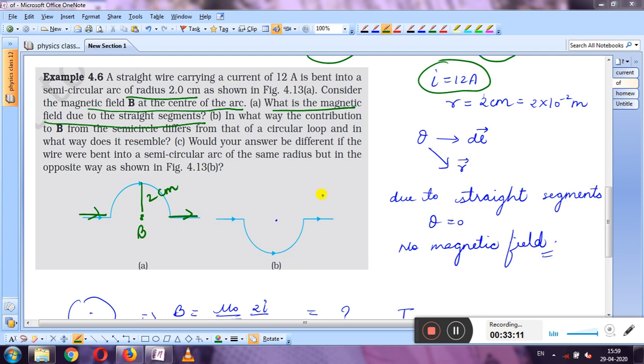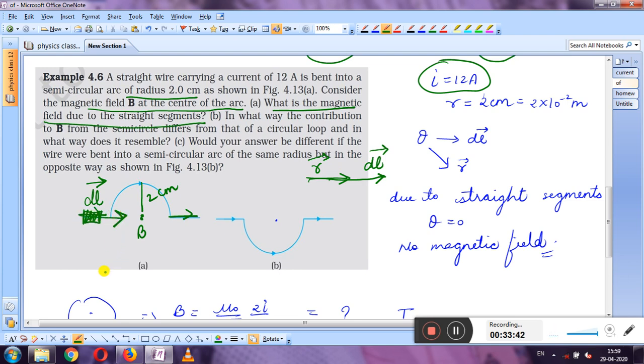If you remember in Biot-Savart law, what we studied is that the magnetic field depends on the angle which is made between the R and dl vector, right? So from these straight parts we have taken a current element. It will have dl length. The direction of dl will be like this, right?